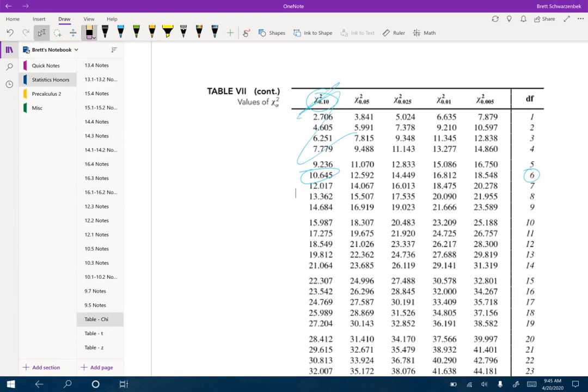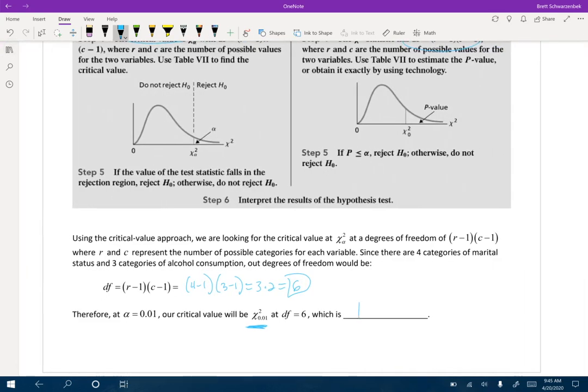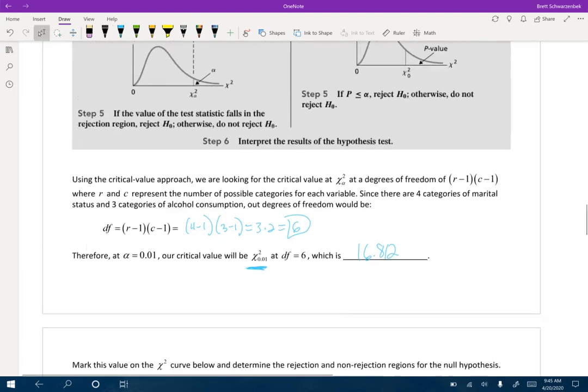That's not an eraser. What is happening? Okay, we're a little stuck here. There we go. So we would go to 0.01 at degrees of freedom 6, and we would get 16.812 as our critical value. Okay, next page, let's do our usual routine.